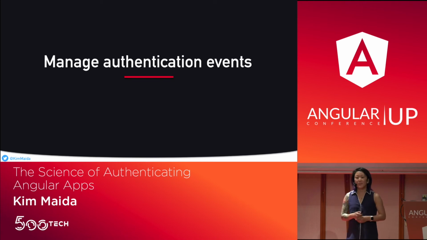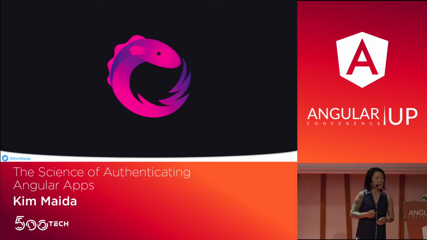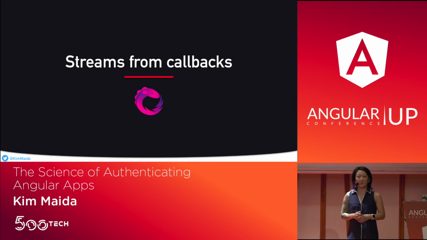So that first item, managing authentication events. We have this awesome and very powerful library with Angular called RxJS, which we all know and love. One of the neat things that we can do with RxJS is create streams from callbacks. So we can take a callback and we can turn it into an observable stream.